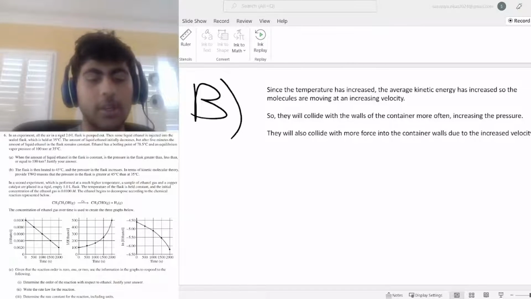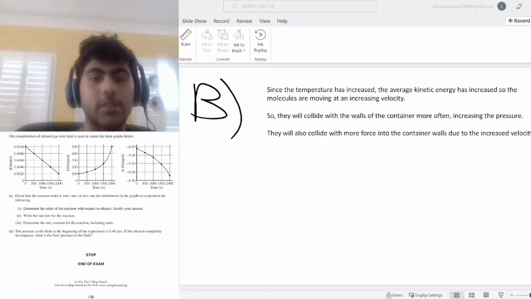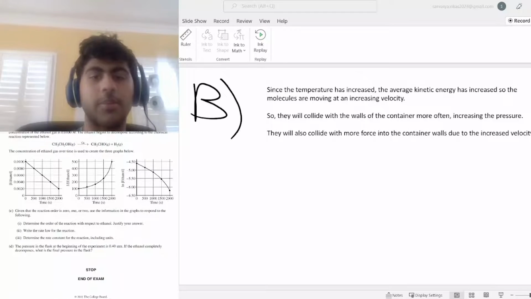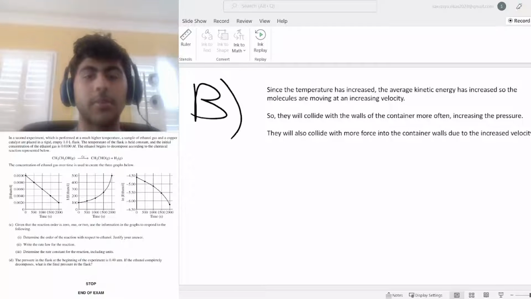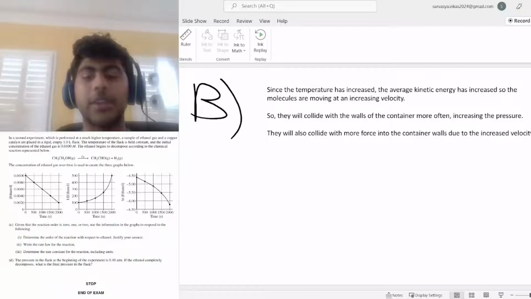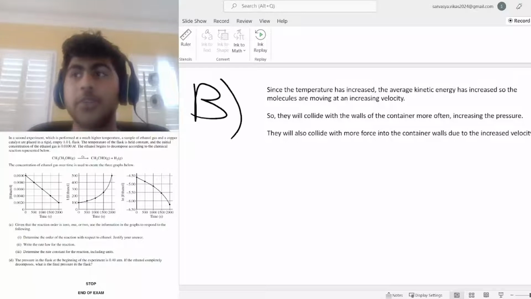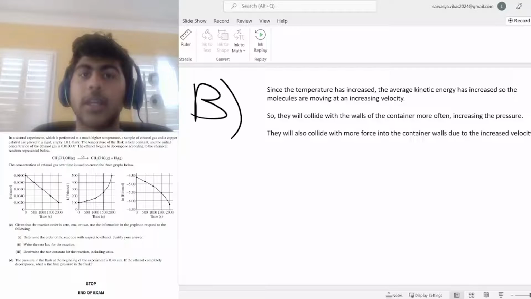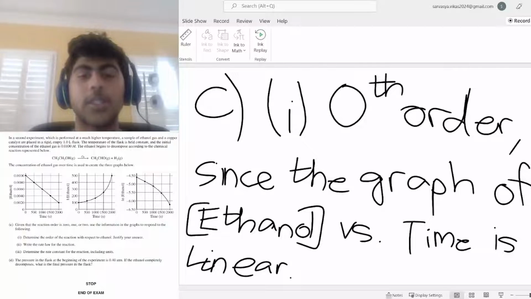So let's see what we can do about this. Well, we know that whichever one is the correct graph is going to be linear. It's going to be straight. And only the first graph, ethanol versus time, is linear. That is 0th order, since the graph of ethanol versus time is linear.